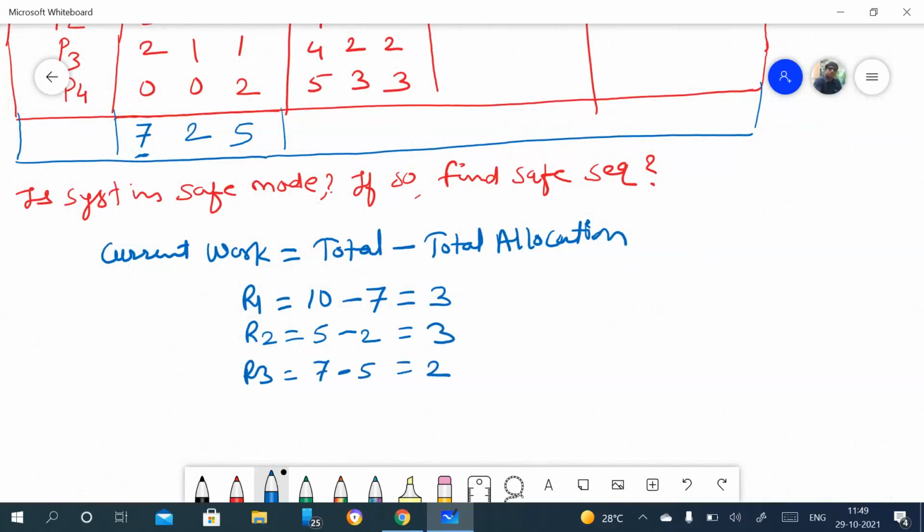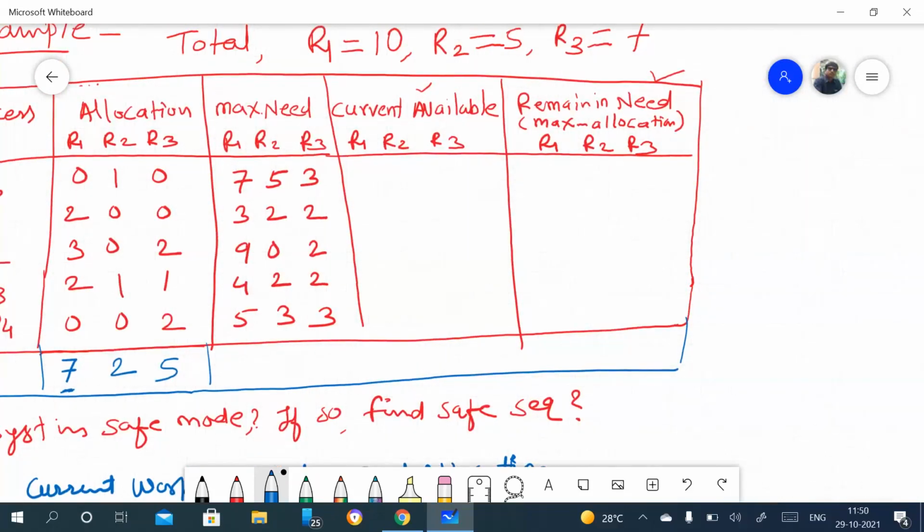So we can say this is 3, 3, 2. So just write here, the currently available are 3, 3, 2, right? And how can we calculate this need? So max minus allocation. So max is what? This max need is this one, and allocation is this one.